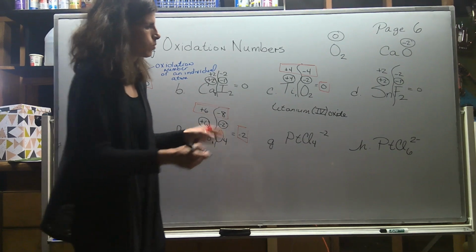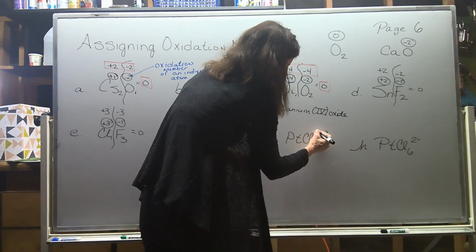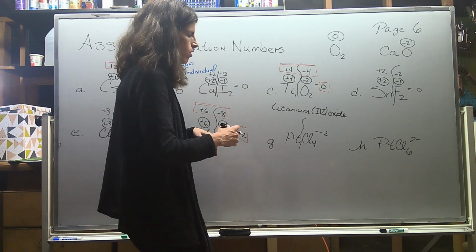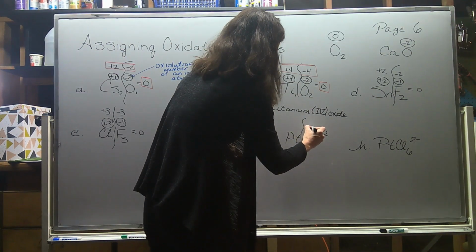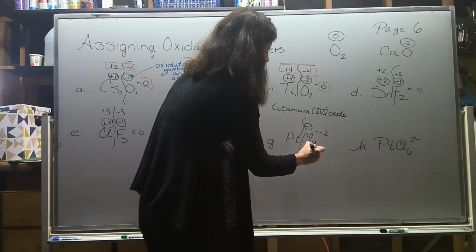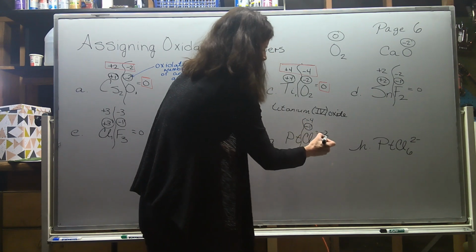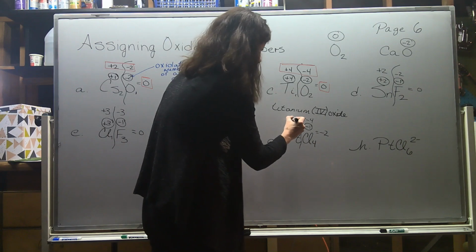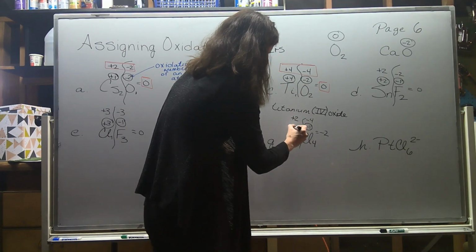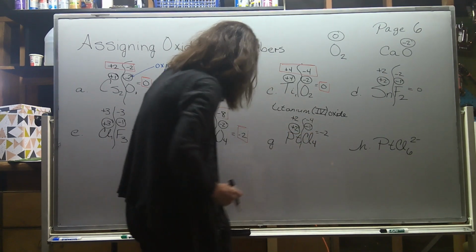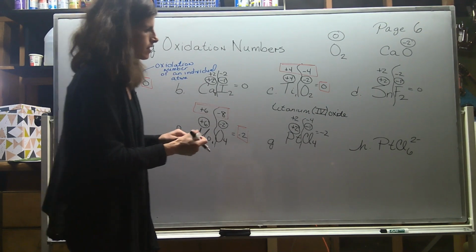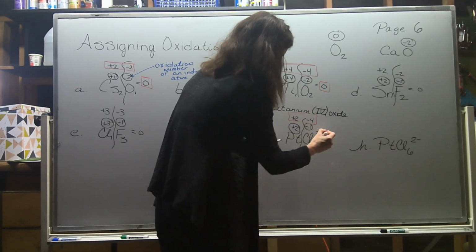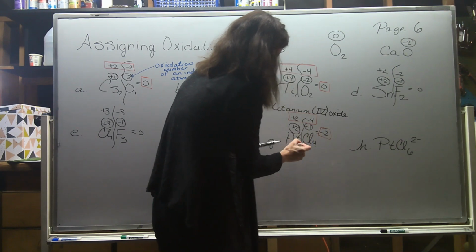So on this next one, we need it to equal a -2. Chlorine is more electronegative, so I'll do a -1 on my chlorine. -1 times 4 is -4. And then we need that to add up to -2. So I'll do a +2 here. And there's just 1 platinum. So the 1 platinum gets the entire +2. So +2 minus 4 gives me -2.